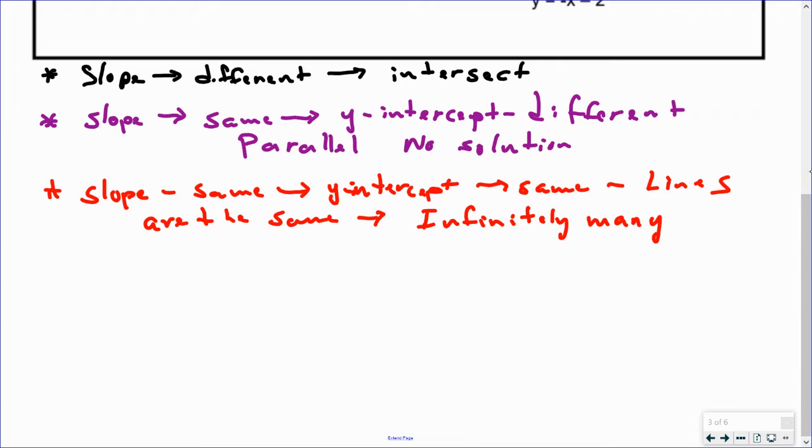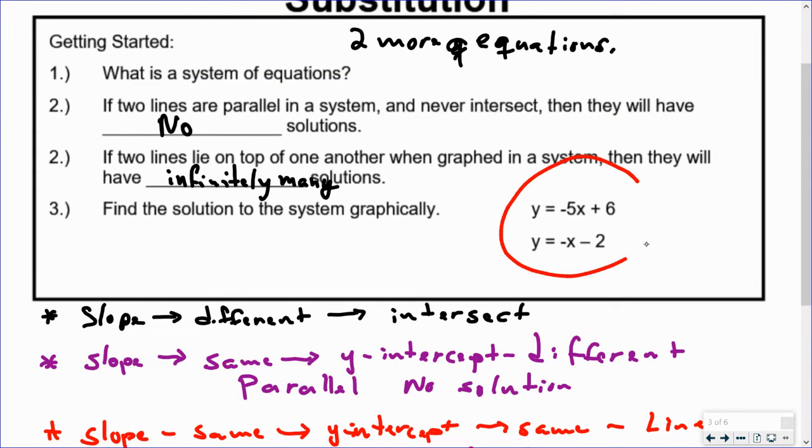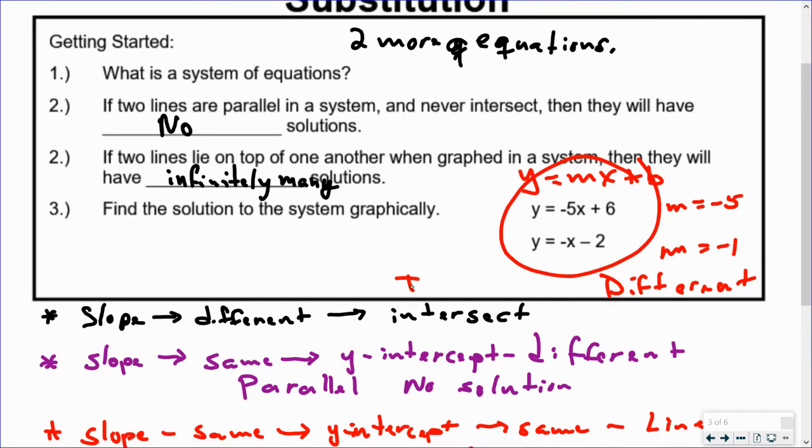So if I were to look at this particular problem that I have right here, these are both in slope-intercept form. The slope of this one is -5, and the slope of the second one is -1. They're different. So these will intersect, and that gives me one solution. Okay, so that's the trail that I follow on these particular problems. Now, let's look at a couple different things here.